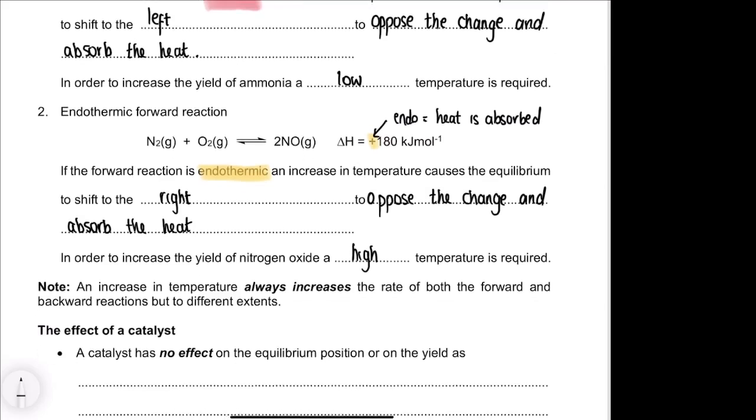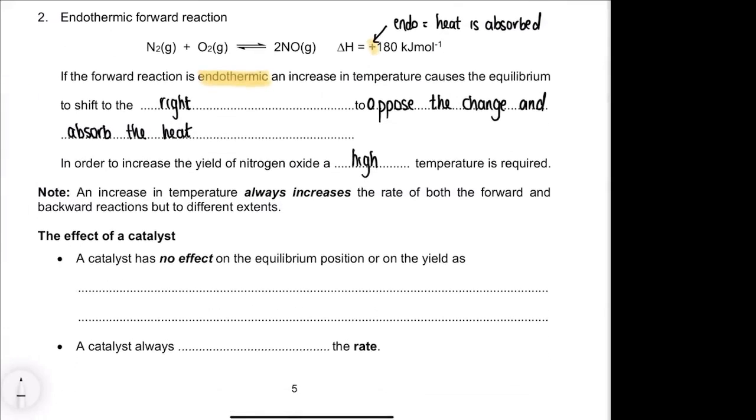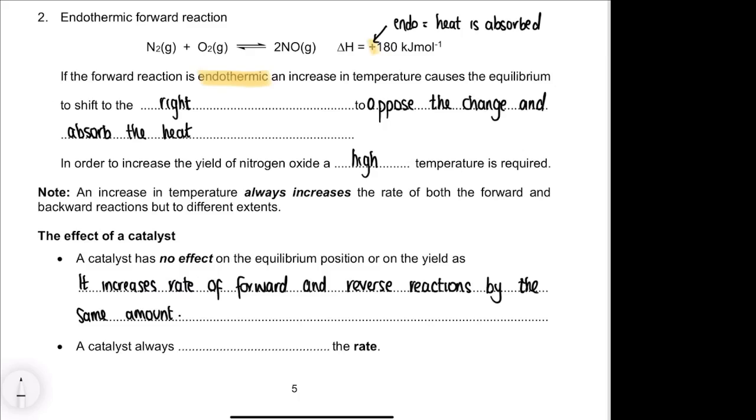While we're on this video, we're also going to have a look at the effect of a catalyst on equilibrium. And the catalyst has no effect on equilibrium position or yield, and that's because it will both increase rate of forwards and reverse, and it does so by the same amount, and therefore you don't see a difference in that position of equilibrium or in the yield. So there we go. Increases rate forward and reverse by the same amount.